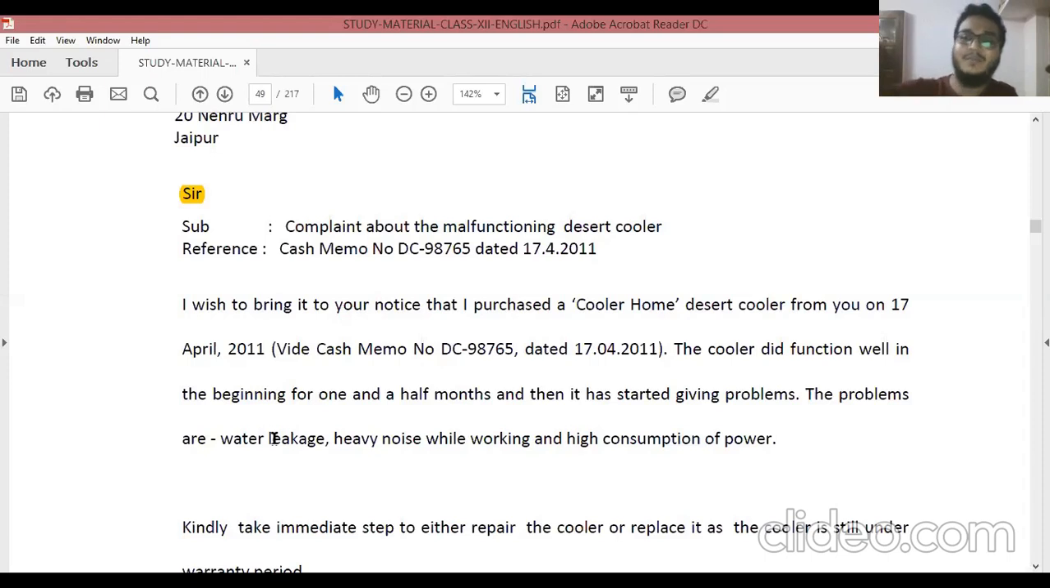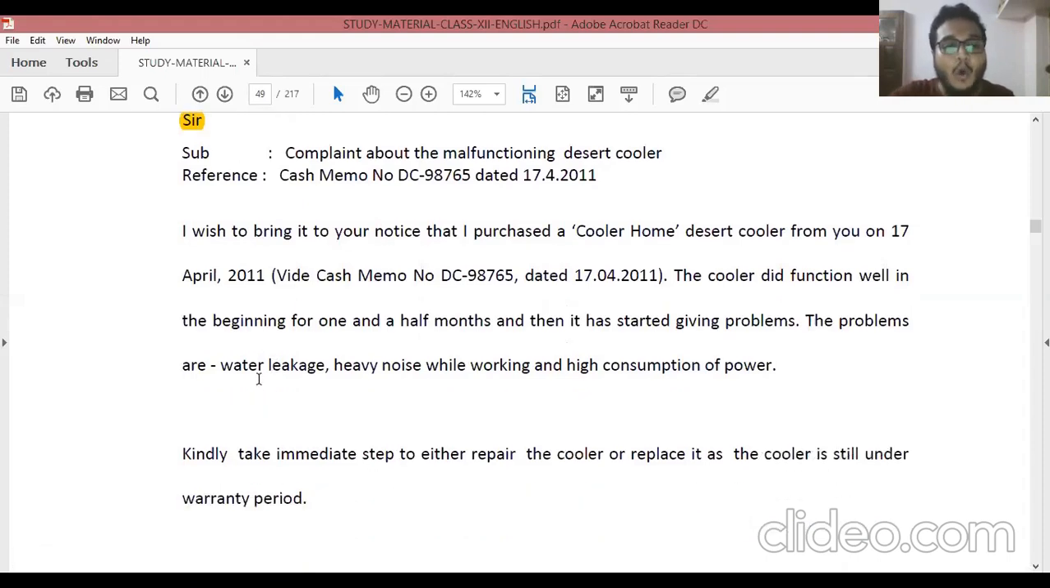You must not say he is very bad. You must say he is good, but his activities are not sound as they were previously. Okay, so it has started giving problems. The problems are water leakage. Yeah, you have already shared that it is giving problems. Now you are going to share what the problems are. The problems are water leakage, heavy noise while working, and high consumption of power. These are the problems in the cooler at home.